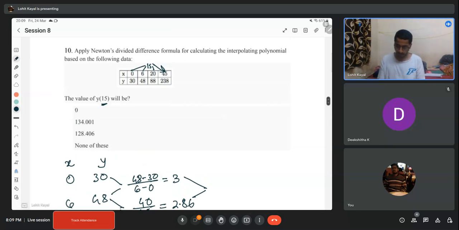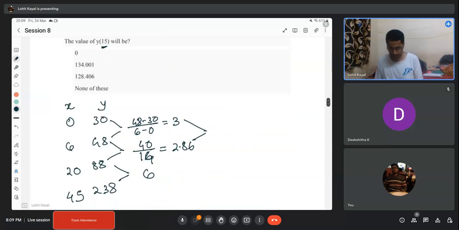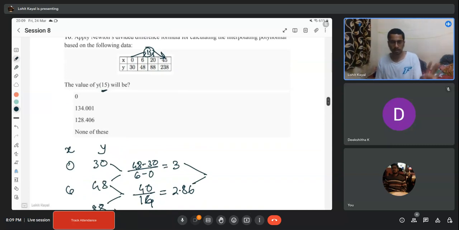Then first I will work with this linear interpolation. Later I will show an example where you need to solve both linear divided difference and quadratic divided difference as well. Okay, so here I will just complete the table and I will proceed with the linear divided difference formula.